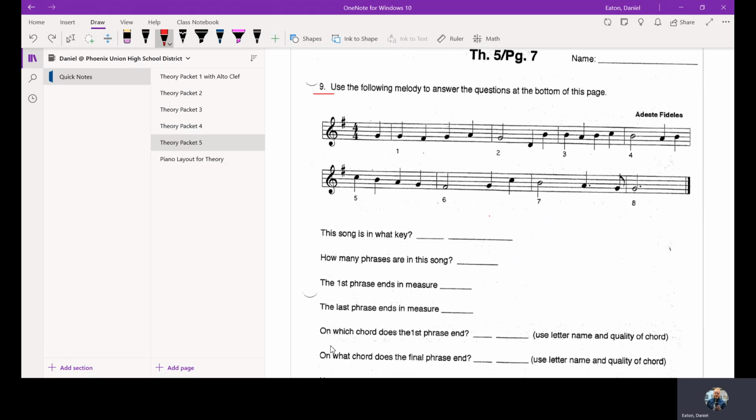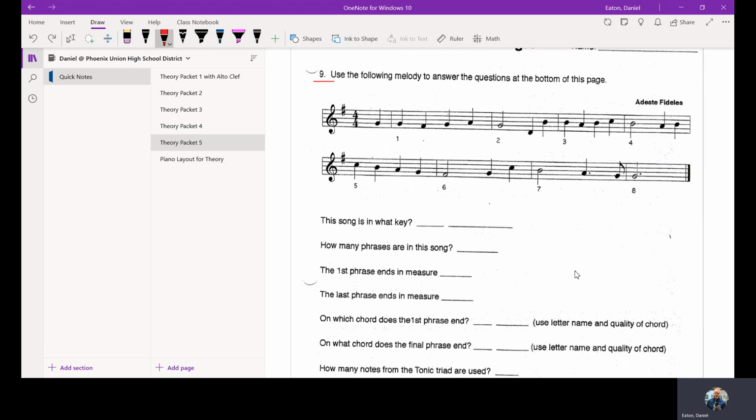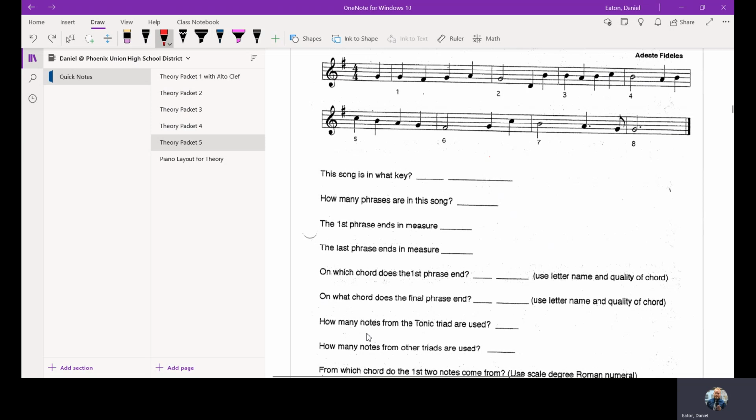Okay, and then this last one, or the next one, I should say, what chord is the final phrase in? Again, you're just going to look at this and use this as your root and probably assume what that's going to be. Okay. How many notes of the tonic triad are used?